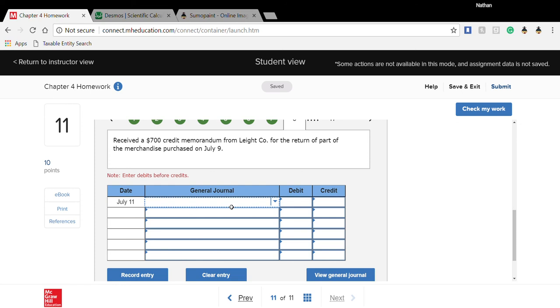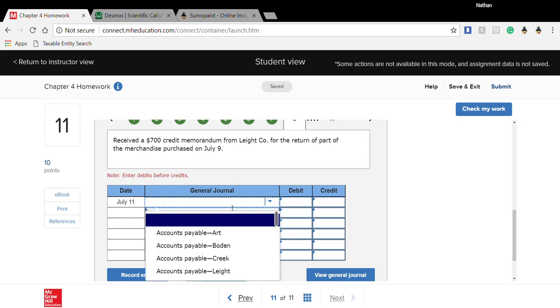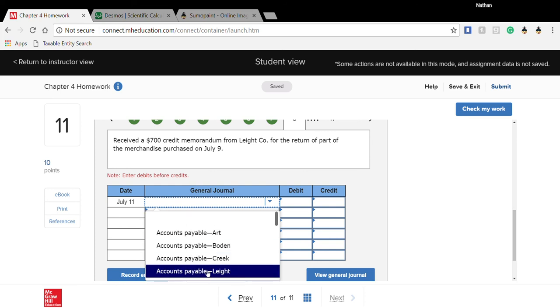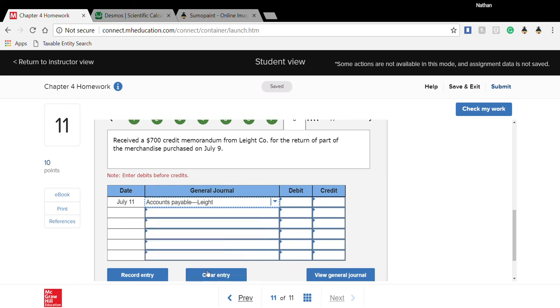So we basically reduce our payable. We no longer owe Light that amount. And since payable is only reduced by debit, it's kind of like we paid them off a little bit of $700 by just giving them back their own merchandise. We have to debit accounts payable, reduce that, and then we have to credit merchandise inventory for the inventory we no longer have. Alright?